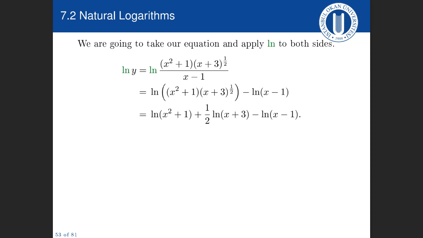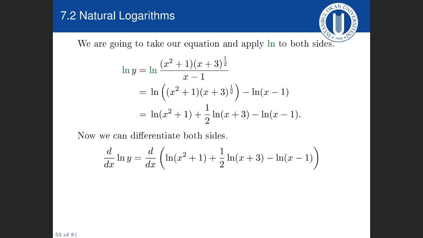Now that makes things a lot easier because now we can differentiate both sides. The derivative of ln y is equal to the derivative of this long thing. And this is the implicit differentiation bit, or the chain rule bit. On the left side, d/dx of ln y is d/dy of ln y multiplied by dy dx. So that's 1 divided by y, dy dx.